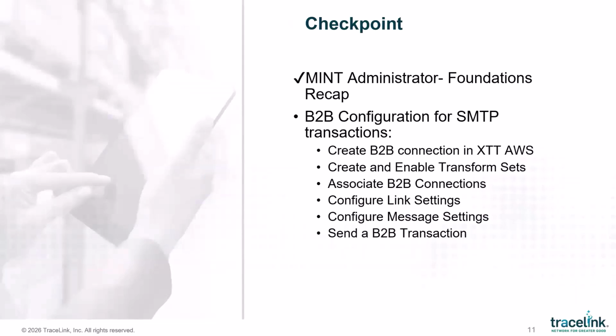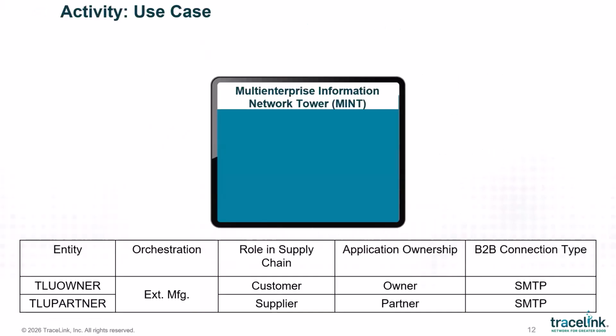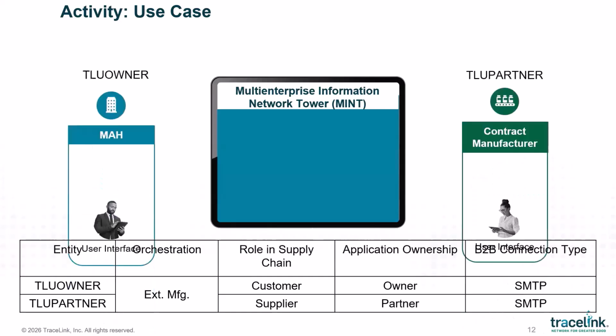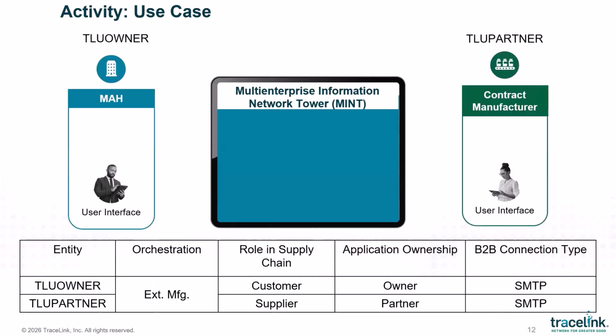Let's now move on to B2B configuration for SMTP transactions. Here we have a use case. TLU Owner is a global pharmaceutical organization operating as an MAH. Due to increasing demand for its proprietary drugs, TLU Owner has partnered with TLU Partner, a CMO, to expand production capacity. In earlier phases, TLU Owner and TLU Partner successfully completed UI2Y transactions within the Mint platform.